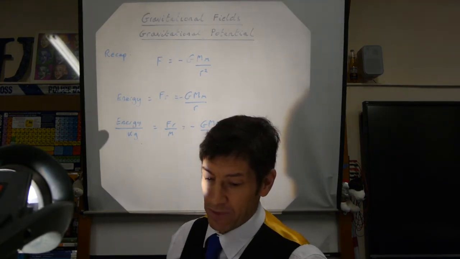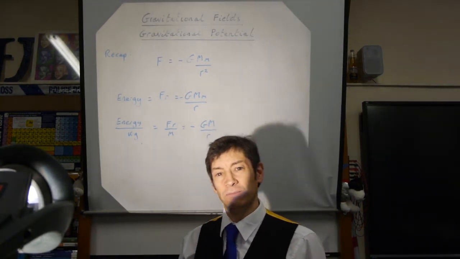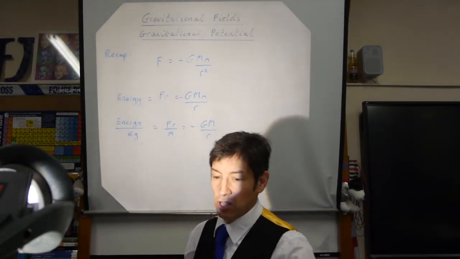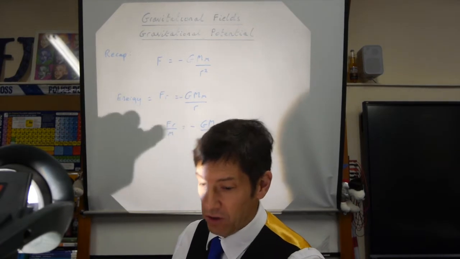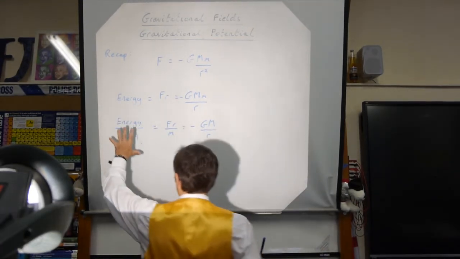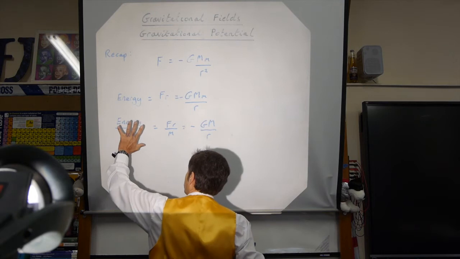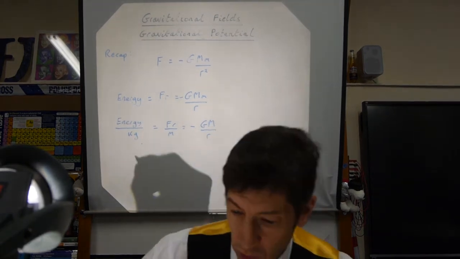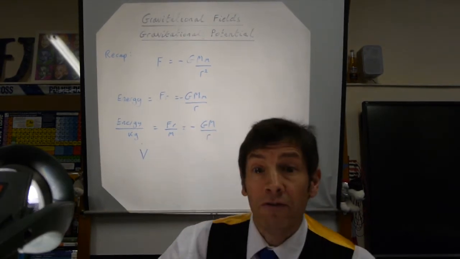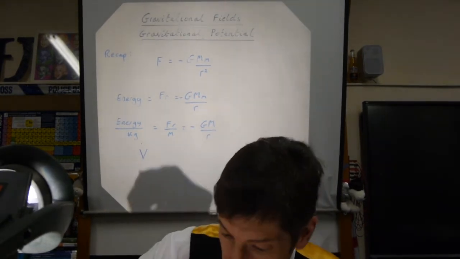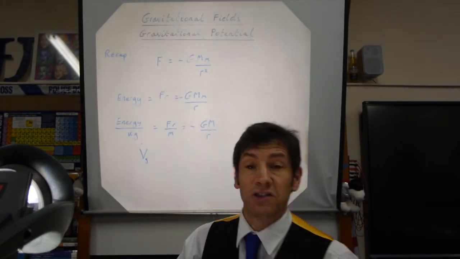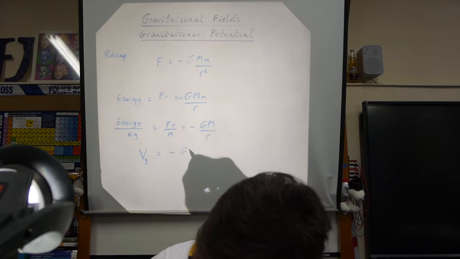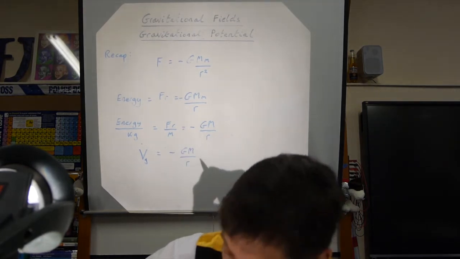Now, this is where you need to be a little bit flexible with other physics you might have done, because we're not going to write FR upon M every time. We're not going to write energy per kilogram. We're going to give that lot a symbol, and we're going to give it the symbol big capital V. I'm going to call it V subscript G, and we know that that now is equal to minus G m upon R.